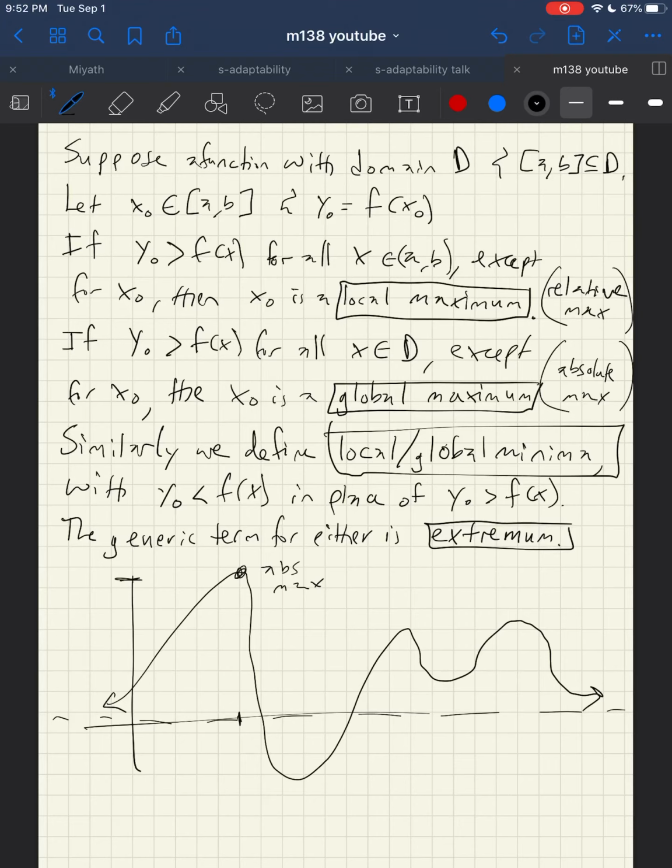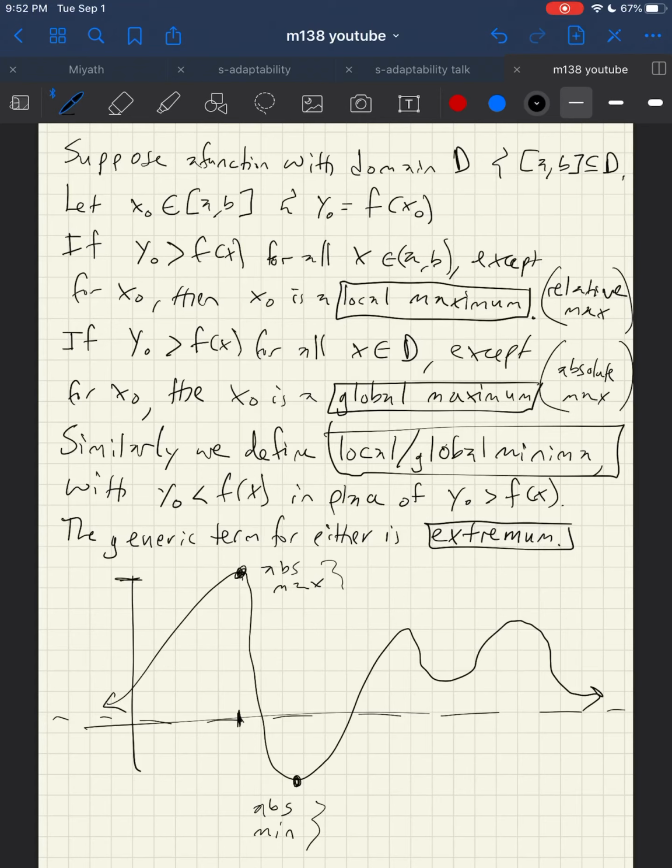And you can define it by the x value or the y value. I'm not going to be too much of a stickler about it. This is going to be the absolute minimum. So this is the lowest point that the function attains anywhere on its domain. And again, you could call this a global max or a global min. You can also call it an absolute max, or an absolute min. So this one is an absolute max or a global max. This one is an absolute min or global min.